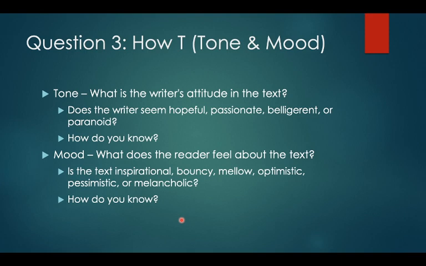Question 3, how T, or tone and mood. So remember, tone is the writer's attitude in the text. And these are going to be things like, well, if the writer is hopeful, passionate, belligerent, or paranoid. And how do we know this? So we want to try and connect this to the stylistic devices and the structure of the text. Mood is very similar, except mood focuses on what the reader is experiencing and feeling. And so that could be inspirational, bouncy, mellow, optimistic, pessimistic, or melancholic. And again, how do you know? We want to try and connect these things to the stylistic devices as much as possible.